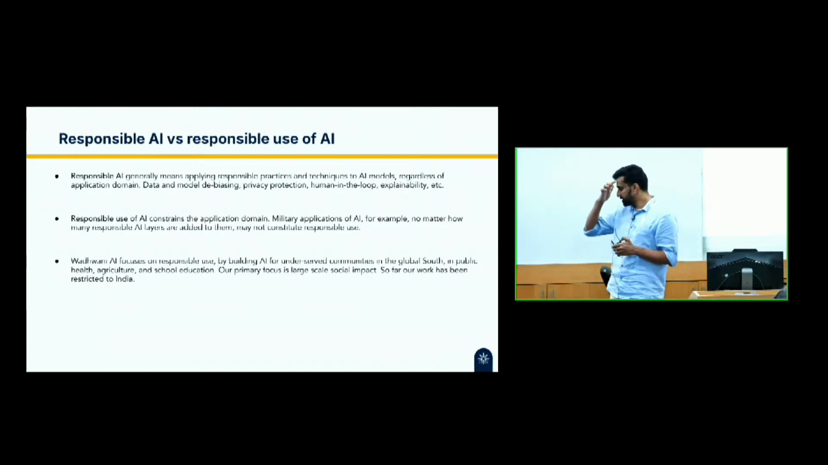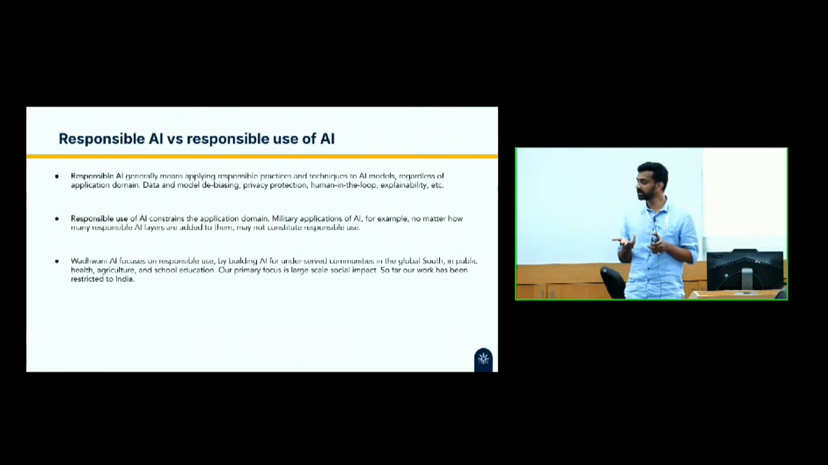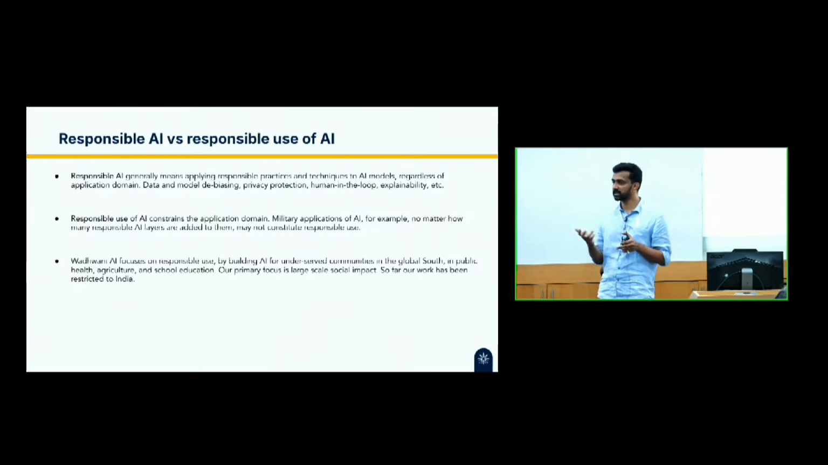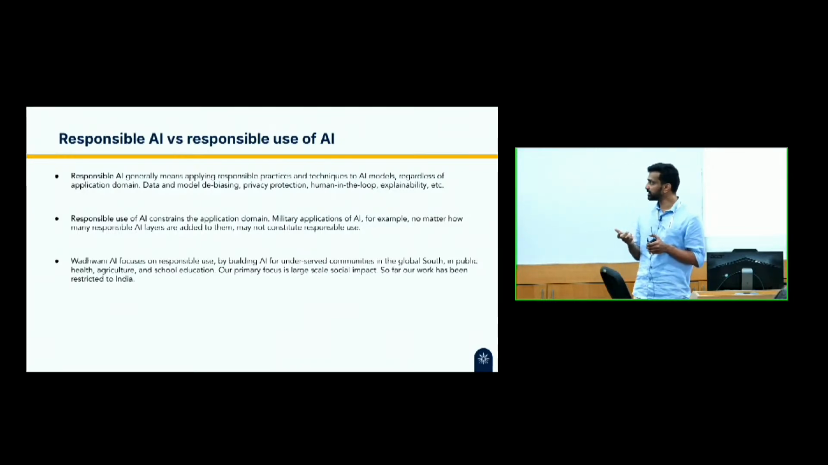Here we talk about a military application of AI. You can follow all the responsible AI principles to build an image recognition system for use in, say, military drones. It would be fair, as in it may not differentiate based on gender or race, but it cannot be considered a responsible use of AI.